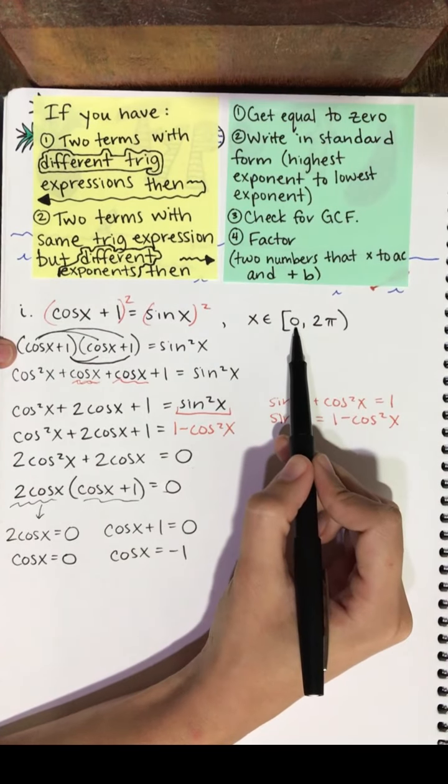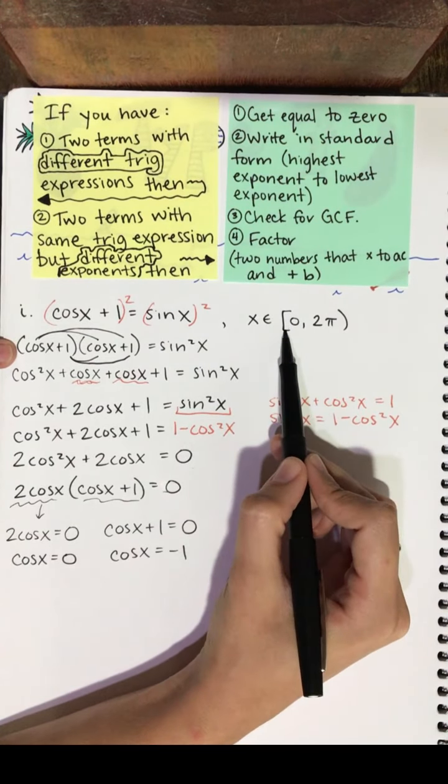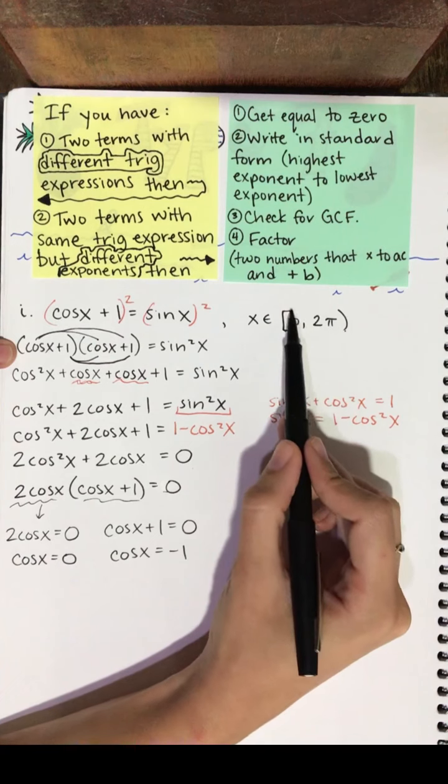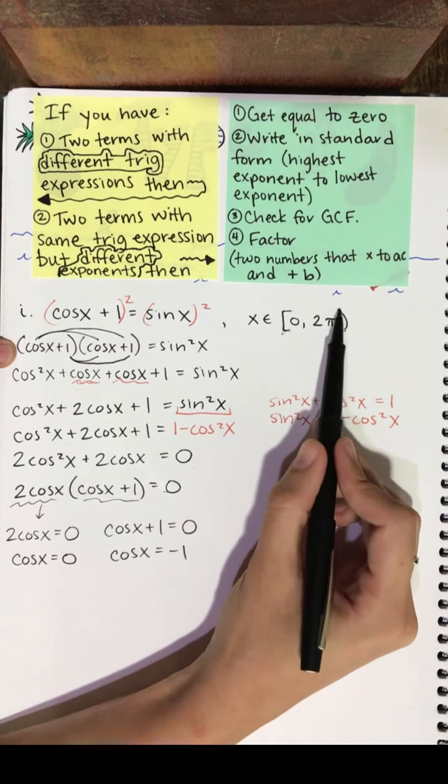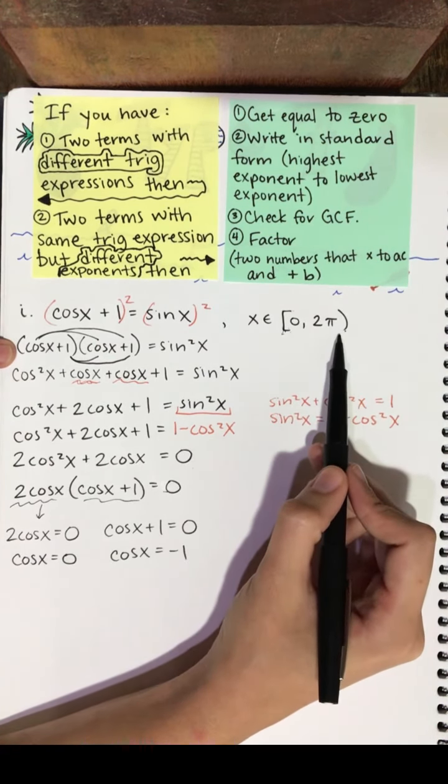And my x has to be between 0 and 2 pi. x can be equal to 0. x cannot be equal to 2 pi. Remember, the brackets mean that we're including. The parentheses mean we are not including.